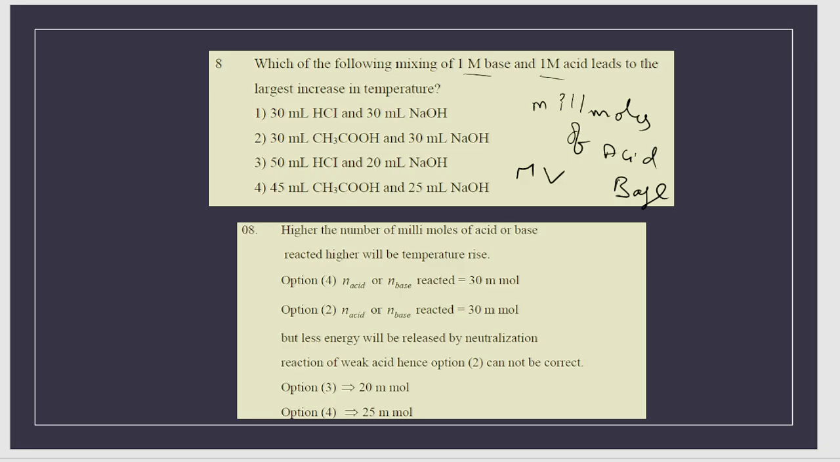And in the first case, in the case of HCl and NaOH, we have 30 millimoles. In the case of second option, again 30 millimoles. Third option 20 millimoles, fourth option 25 millimoles we get. Among all the options, the millimoles are high for the first option and second option. But in the case of second option, as the acid is weak electrolyte CH3COOH, we can expect less amount of heat than the first option, and hence the first option is the correct one.